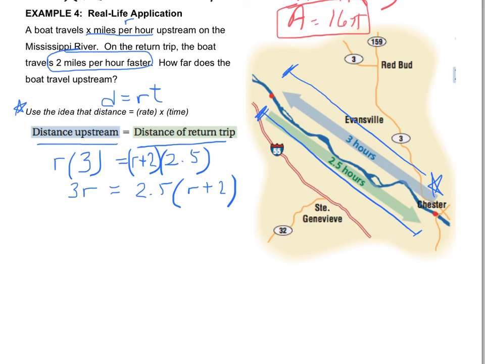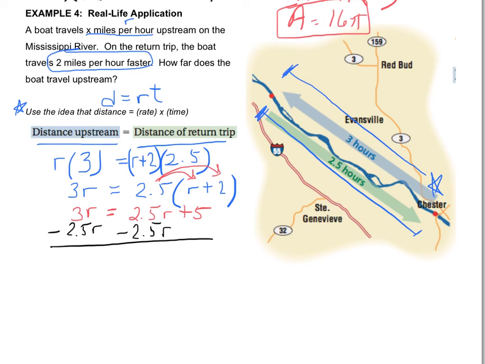So now we want to simplify and get the variables on the same side. So my first step here is to use my distributive property. 2.5 times r is 2.5r. 2.5 times 2 is plus 5. Now I need to get my r's together, or the variables on the same side. So what I'm going to do is subtract 2.5r from both sides. That's going to cancel the 2.5r's on the right hand side, leaving us with the 5. And on the left hand side, 3r's minus 2.5r's is 0.5r, or half an r. Again, we're still trying to solve for this r. We're still trying to figure out that speed.